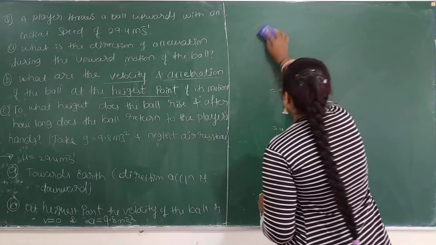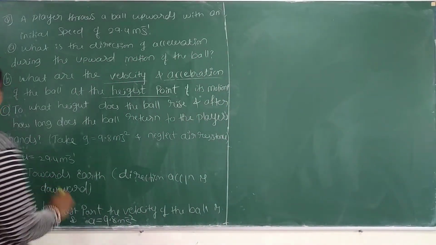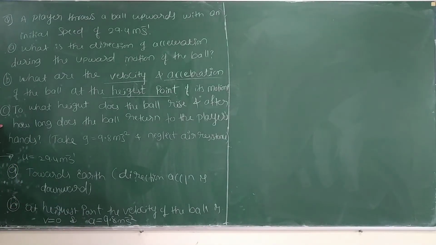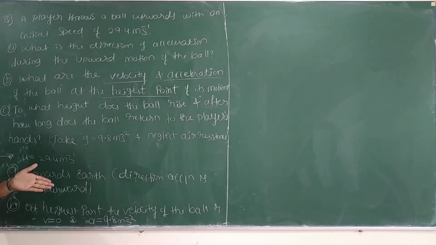Now go for the third. In the third question, what are they asking? To what height does the ball rise? They are asking for a height. At the highest point, you said, right? From the ground to the highest point. So what is the height of that highest point? And after how long does the ball return to the player's hand? First calculate the distance or height, how much height is there, then you have to calculate the time t.